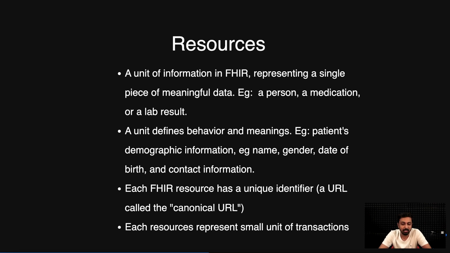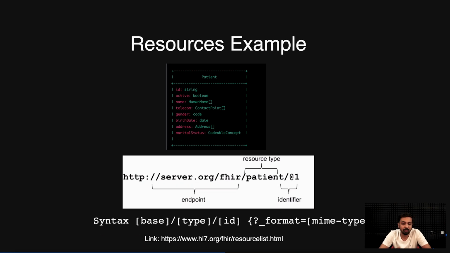Each resource can be identified using a unique URL. A typical structure of the URL will be your base endpoint, then your resource type, and the last one is the identifier. This is a standard way of doing it, and resources will have a structure like metadata, your narratives, your extension. So this will all be part of the JSON schema or XML format which you are presenting. Resources can be retrieved using RESTful APIs or your socket servers, anything, but it has to be laid down in a standard format which FHIR has laid down.